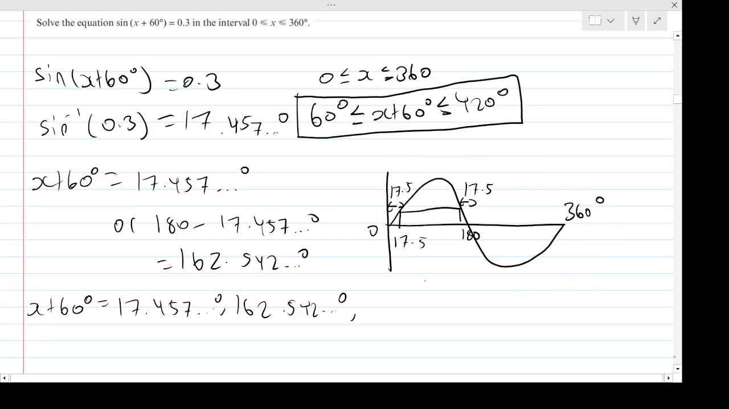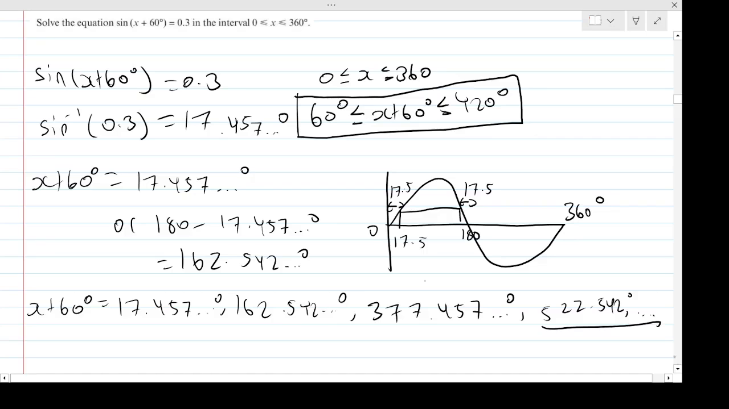So then to find more, we just need to add on 360, because then it will be repeating. So if we add 360 onto this first number, firstly, we would get 377.457 degrees. And then if we add 360 onto this next solution, we get 522.542, and then more solutions after that.